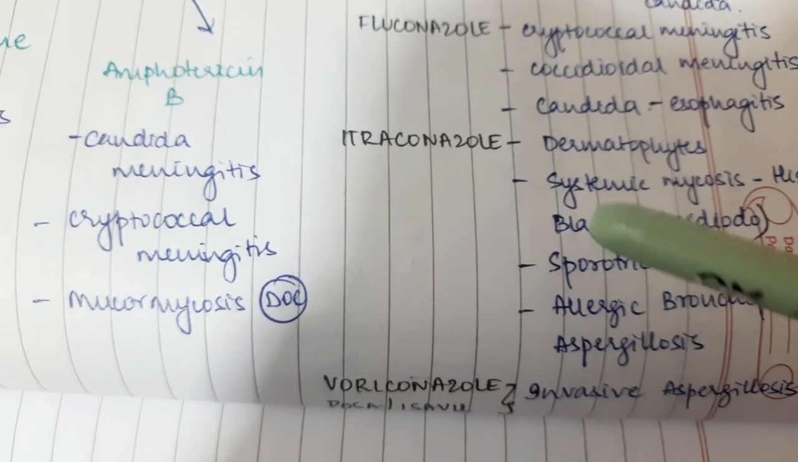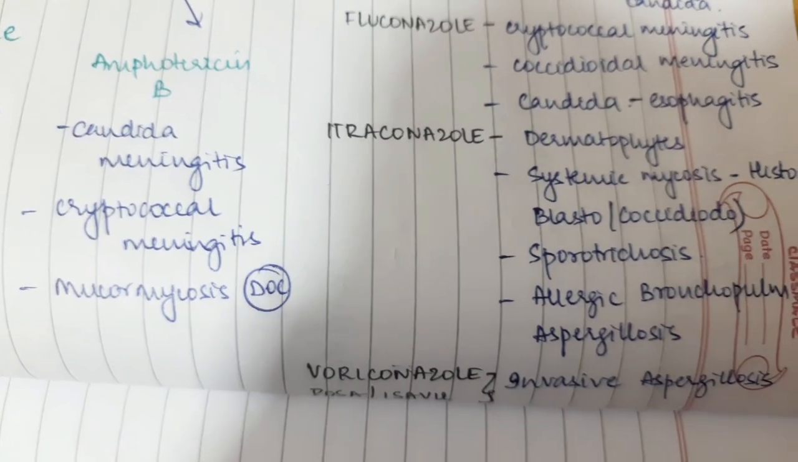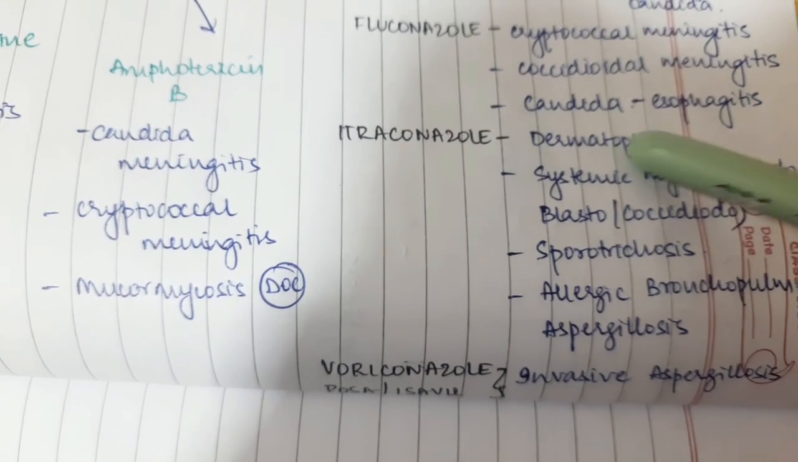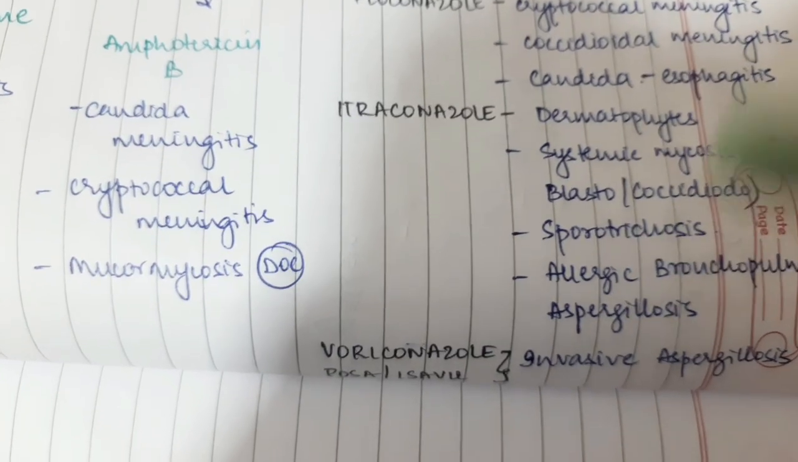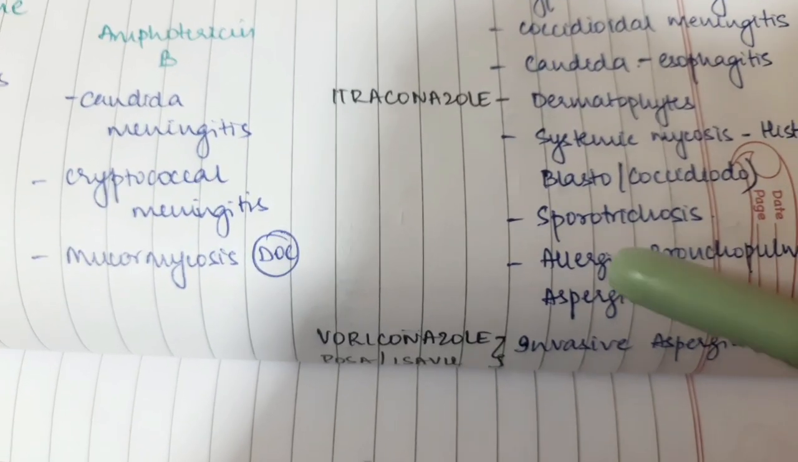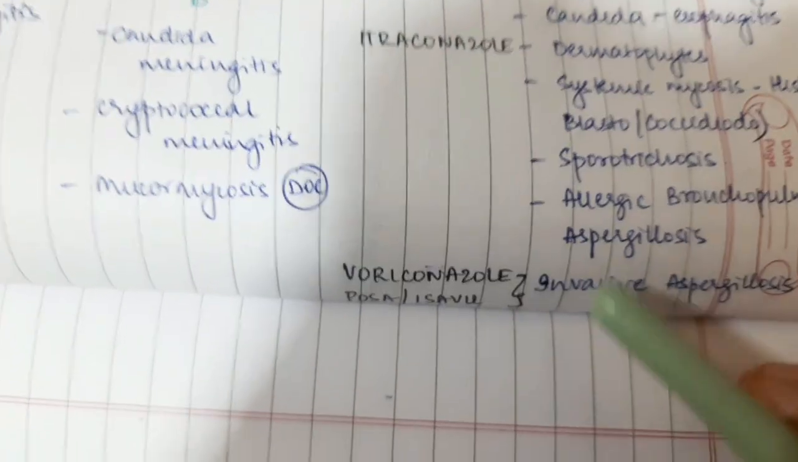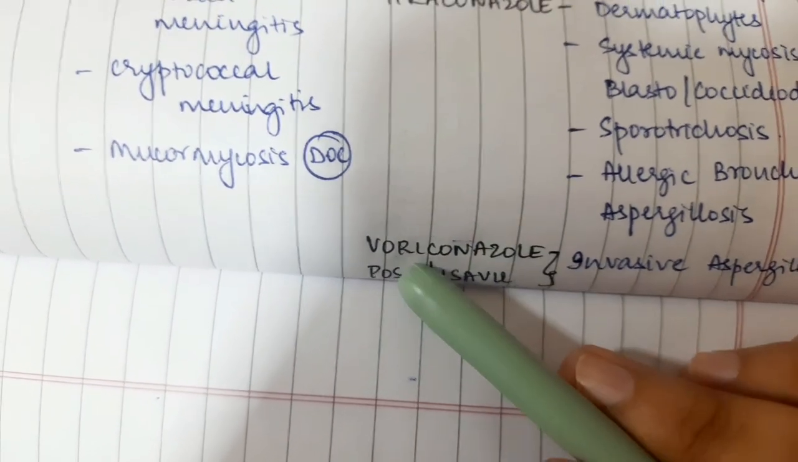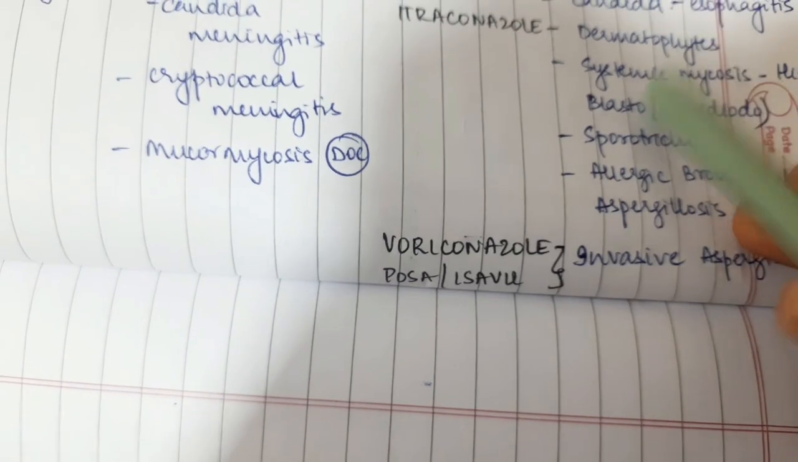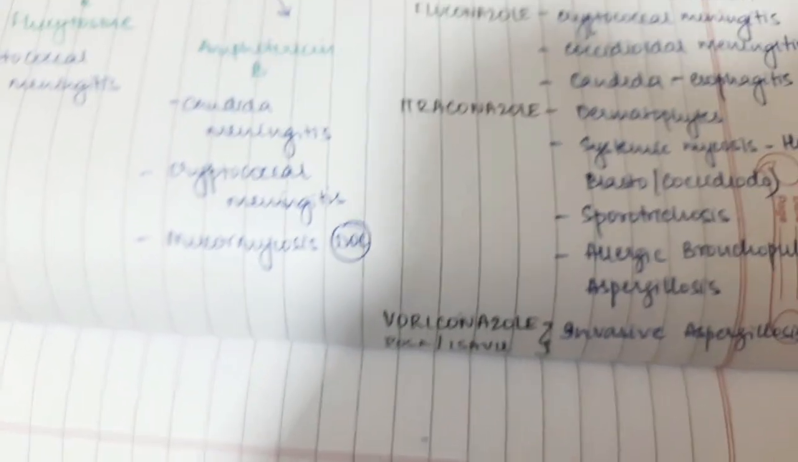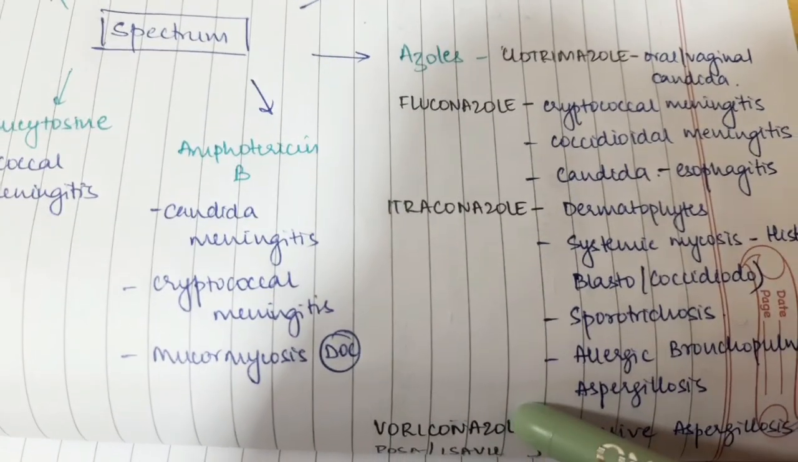Itraconazole is used as the drug of choice for all systemic mycosis, which is your histoplasmosis, blastomycosis, coccidioidomycosis. Then it can also be given for dermatophytes, sporotrichosis, and aspergillosis, especially the allergic bronchopulmonary aspergillosis. So for ABPA, we give itraconazole, but for the invasive forms of aspergillosis, we will give drugs like voriconazole, which is the main drug, posaconazole or isavuconazole. So this is the spectrum of azoles.